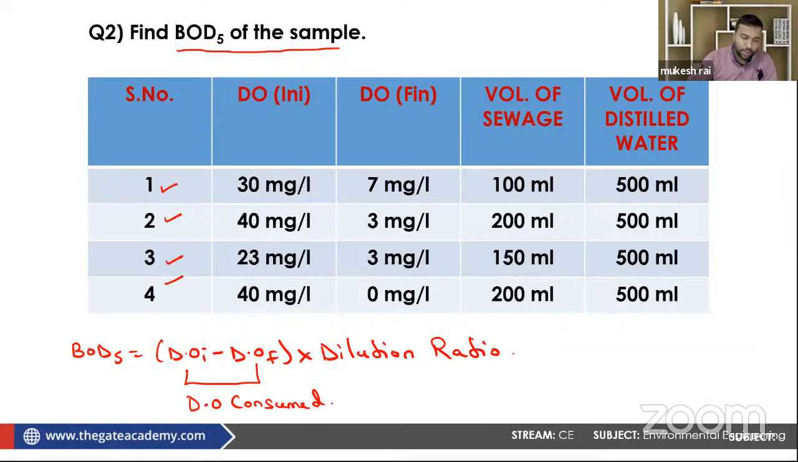Khushbu, correct answer. Rajesh Mandal, correct answer. Vaibhav, it is not known as dilution factor. It is known as DO consumed. That is, DO initial minus DO final is known as DO consumed.